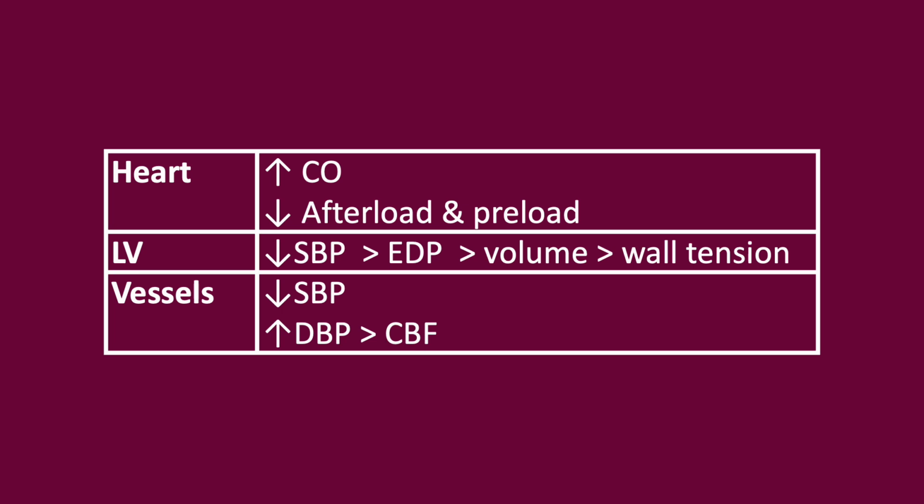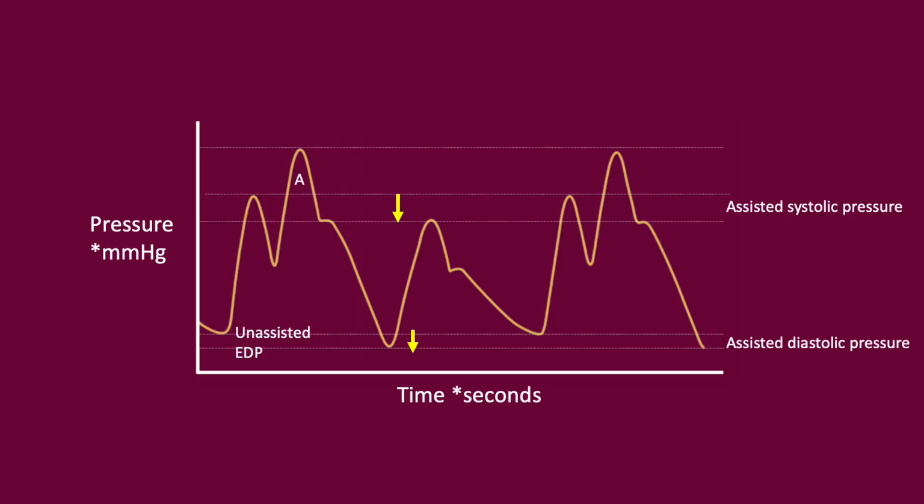Those of the heart: to increase cardiac output, reduce afterload and preload. Of the LV: to reduce systolic blood pressure, reduce end diastolic blood pressure, reduce volume and therefore wall tension. And finally the effect on the vessels, resulting in a reduction in systolic blood pressure and an increase in diastolic blood pressure, which therefore increases perfusion of the coronary vessels. Now let's discuss the aortic pressure waveform.